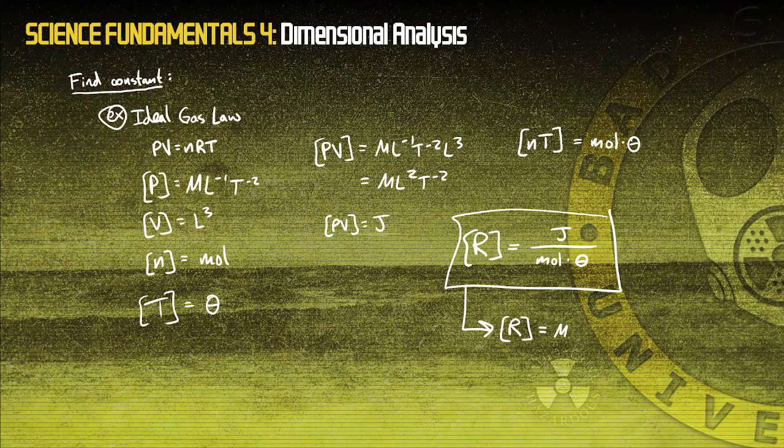And another way to rewrite this is ml squared t to the minus 2 mole to the minus 1 theta to the minus 1. But I don't know. I'm not a fan of that. I like the top one. Joules per mole per Kelvin.